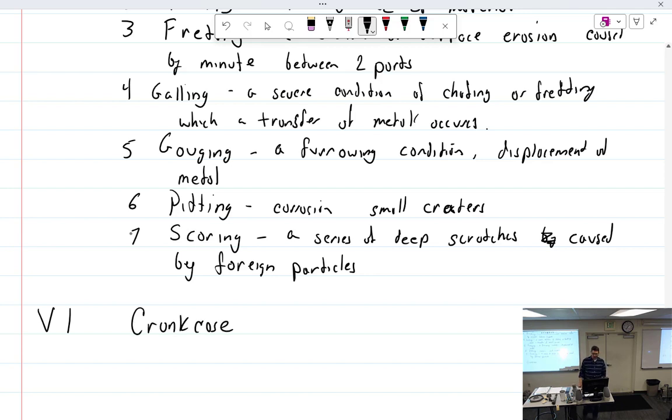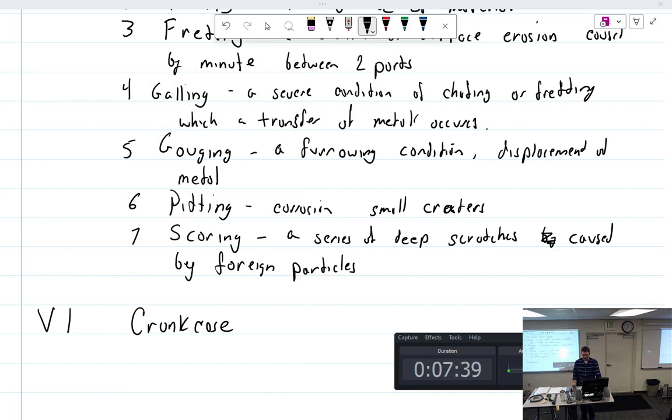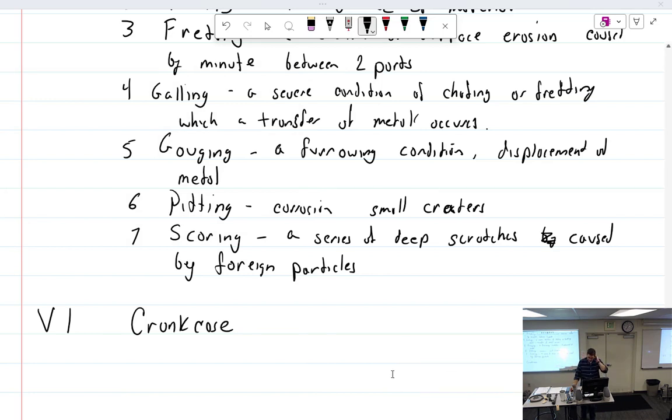All right, let's talk about the engine itself. Did I make the thing go yet? Yes, I did. All right, let's talk about the engine. We talk about the crankcase. There's a crankcase right here. I may have to bring in my little stand so I can show you. Hang on.